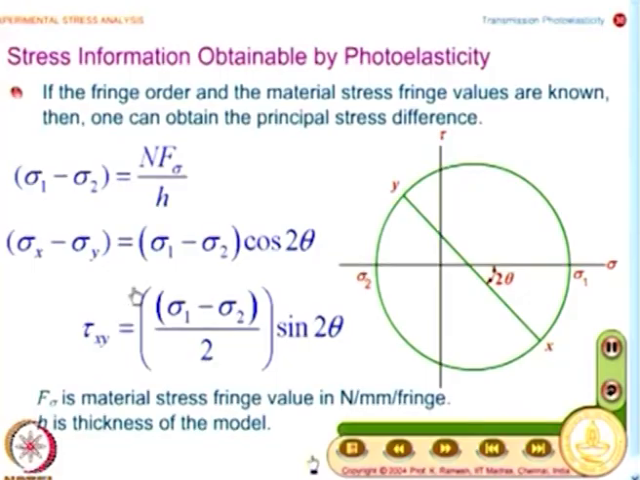So, what you need to find out? Closer to the point of loading, I need to find out tau x y. Tau x y means I have to find out fringe order and theta, and in fact you will do this as part of one of your laboratory experiments. You will find that so nice, so elegant. It is a very key point in strength of materials.